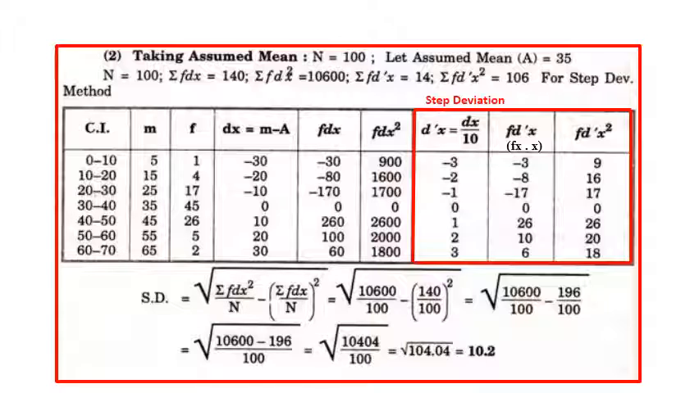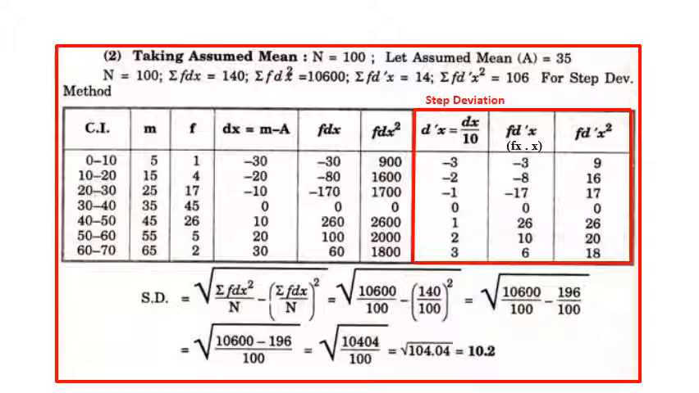It is 30, 20, 10, 0, 10, 20, 30. So these are all divisible by 10. So you can take 10 as common. When you take 10 as common, dx dash is equal to dx divided by 10. When you take 10 common from 30, it will remain 3. 3 into 10 is 30. 20 में से 10 common करोगे, it will be 2. 2 into 10 is 20. Then minus 1, 0, 1, 2 and 3.